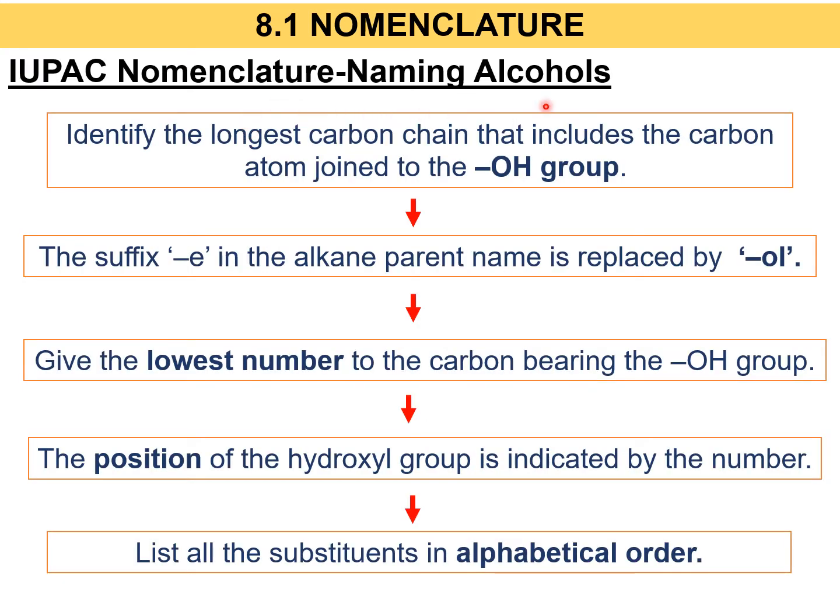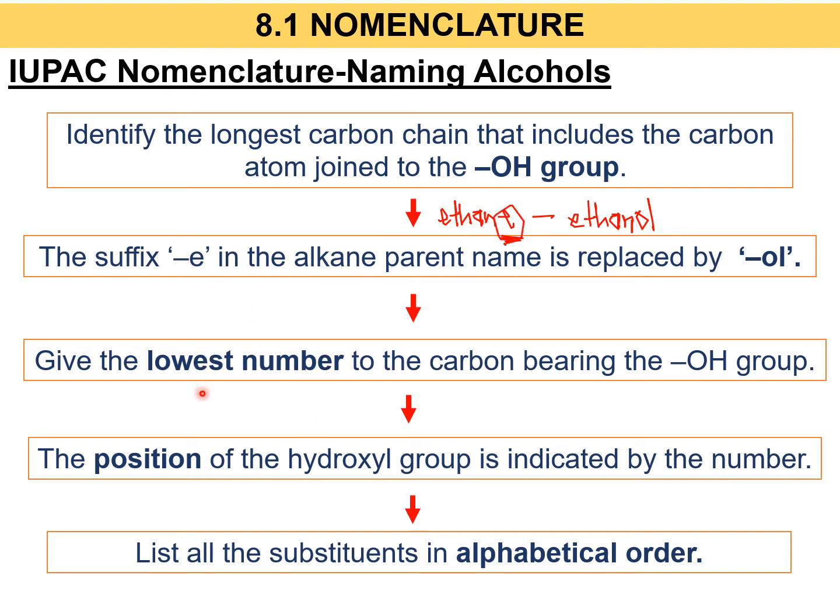So now, how can you name the alcohols according to the IUPAC nomenclature? First thing first, you need to identify the longest carbon chain that has the OH group. The second one, when you want to name the parent name, basically you name it like you name an alkane, and you replace E by OL. For example, let's say you have ethane, and it has an OH group, you replace E with OL. So it will become ethanol. Why? Because you replace it with OL since there is an OH group.